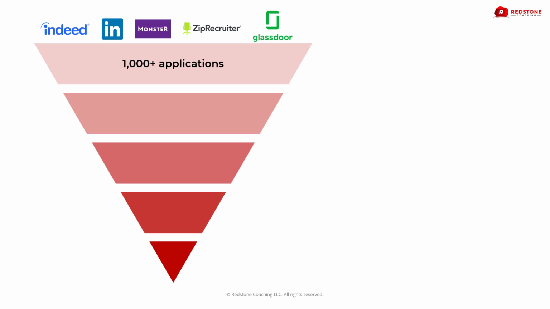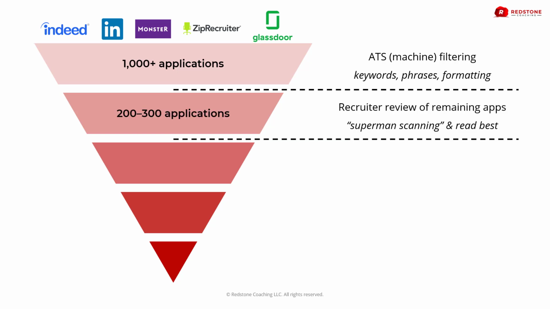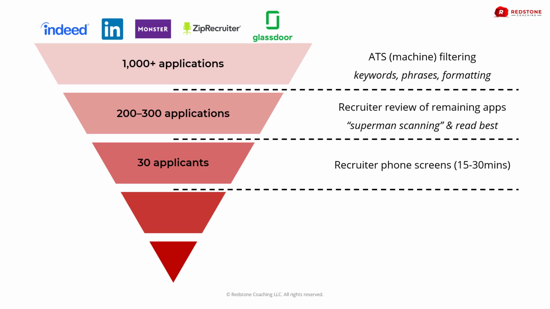There are always going to be hundreds, if not thousands, of applications that you're competing with online. The ATS blasts it out to Indeed, LinkedIn, Monster, ZipRecruiter, Glassdoor, and more, and then those applications get submitted. The ATS filters through all of them using the search query, and ultimately 200 or 300, so 20 to 30%, might get through that search query. Then the recruiter does the Superman scanning.